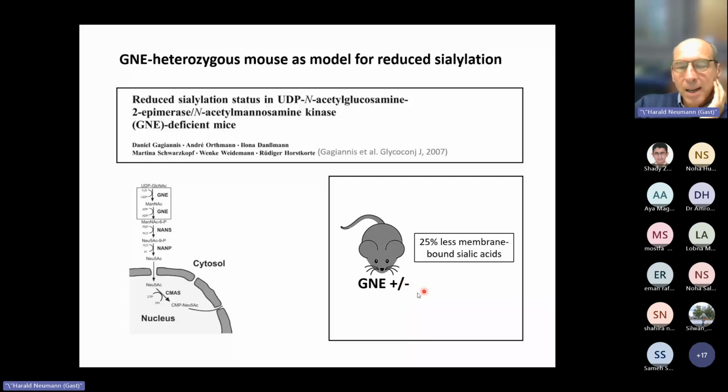But apparently sialic acid production, at least by this enzyme, cannot be fully compensated. Therefore they have a little bit reduced sialic acid on the membranes, and this mimics very much the aging situation. If we look in aged brain, in aged erythrocytes, in aged organs, we normally have a little bit reduced sialic acid from the age of 80 onwards. So there we normally have reduced sialylation.